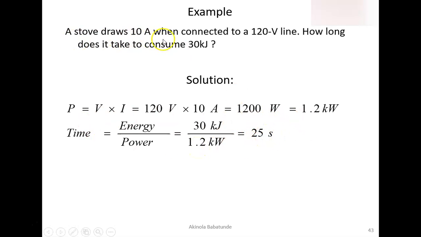So a stove draws 10 ampere when connected to 120 volt line. It will take 25 seconds to consume 30 kilojoules when we have a system like this.